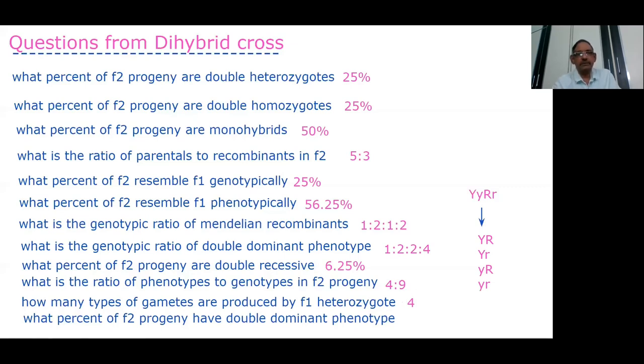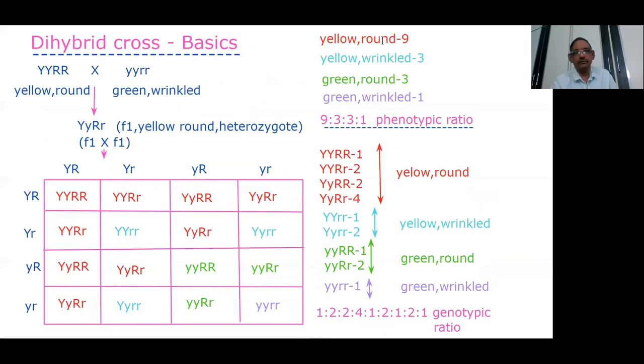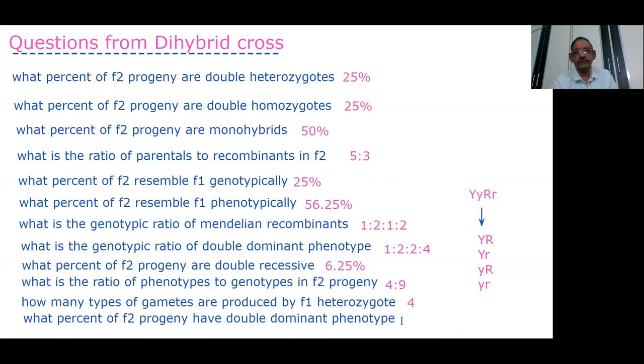And last question, what percent of F2 progeny have double dominant phenotype? Double dominant phenotype, this question has the same answer as this question. Double dominant phenotype is yellow round. Yellow round are 9, 9 out of 16. Percentage of 9 out of 16 is 56.25%.